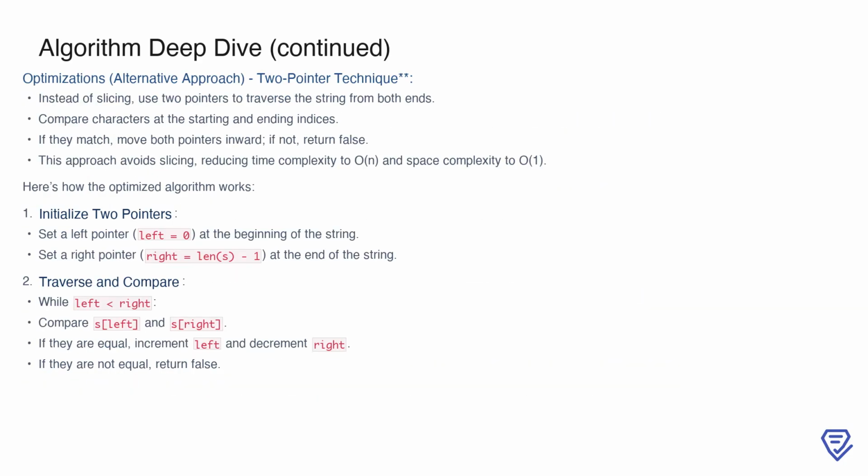To address the inefficiencies of the brute force method, we can use the two-pointer technique. This approach avoids slicing altogether, significantly improving performance.